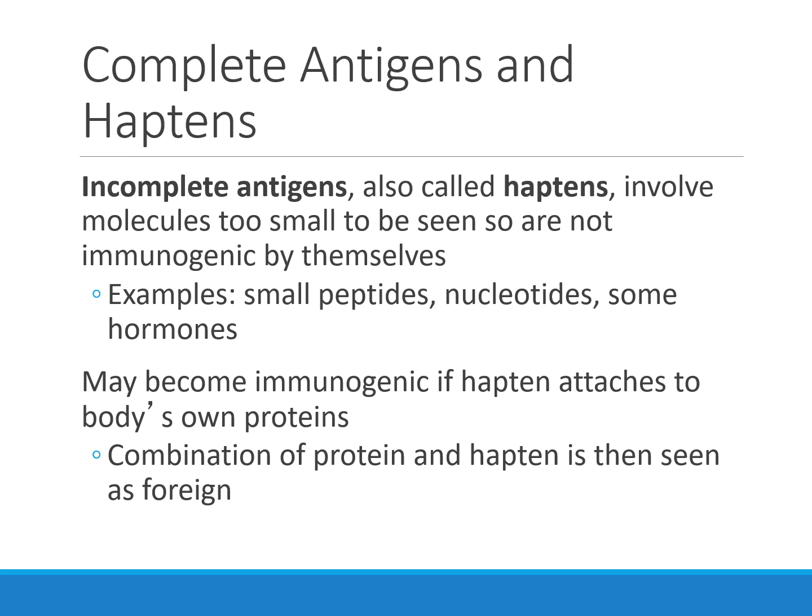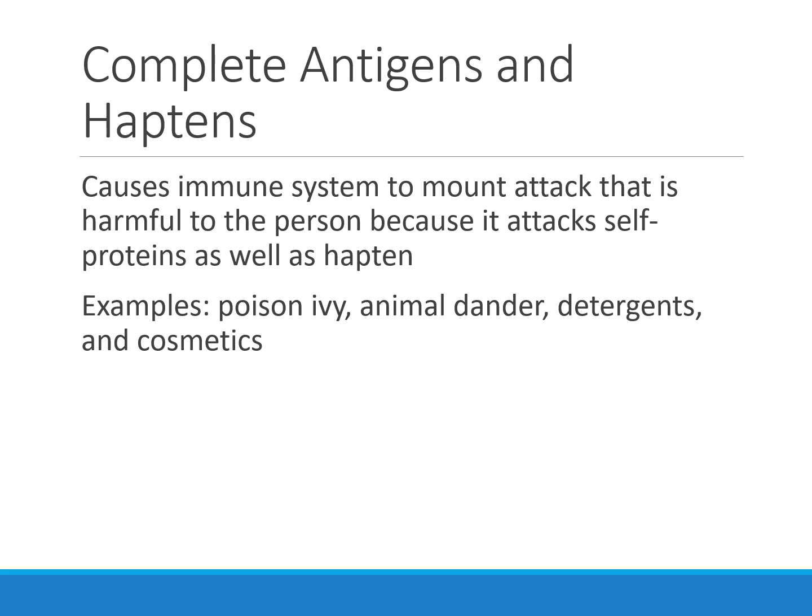Incomplete antigens are also called haptens. These involve molecules that are too small to be seen, so they are not immunogenic by themselves. Examples of these are small peptides, nucleotides, and hormones. They may become immunogenic if the hapten attaches to the body's own proteins. So the combination of the protein and the hapten is then seen as foreign. This is going to cause the immune system to mount an attack that is harmful to the person because it attacks the self protein as well as the hapten. This is what we see with poison ivy and animal dander and detergents and cosmetics.